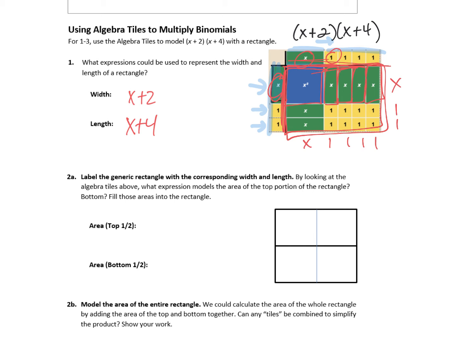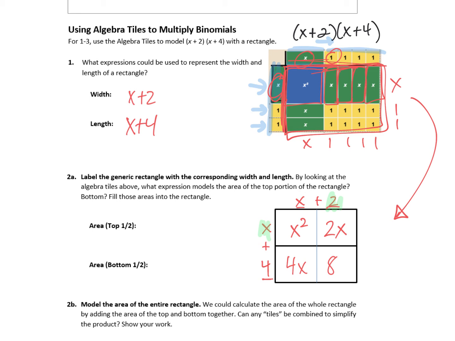Now, you also could do this another way. If you thought of it like this, I could say x plus 2 and x plus 4. This is called a generic rectangle. It's basically doing what we did up here without using the tiles. Now I would do the same thing. If I just did x times x, that's x squared, kind of like a multiplication table here. If I did x times 2, that would give me 2x. If I did 4 here times x, that would give me 4x, and then 4 times 2 gives me 8.